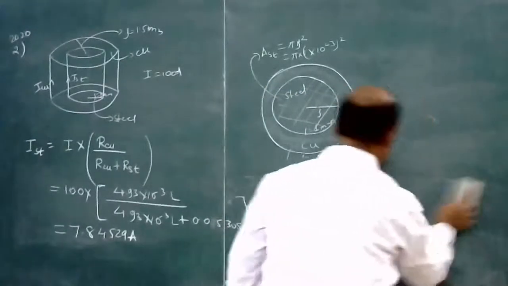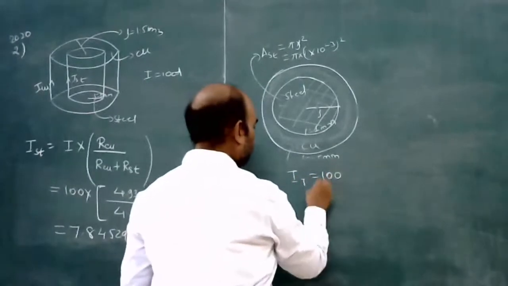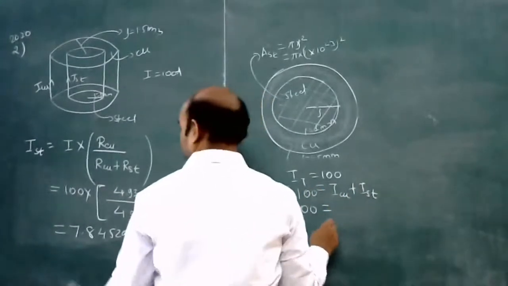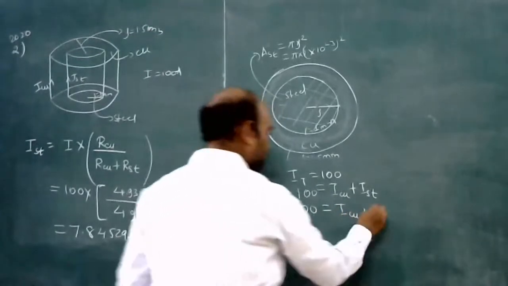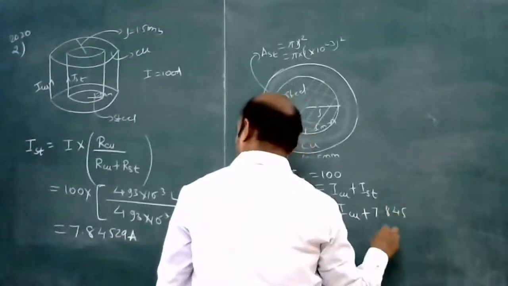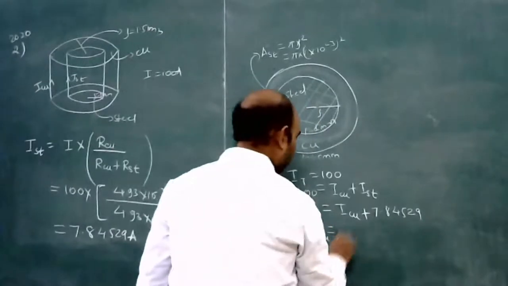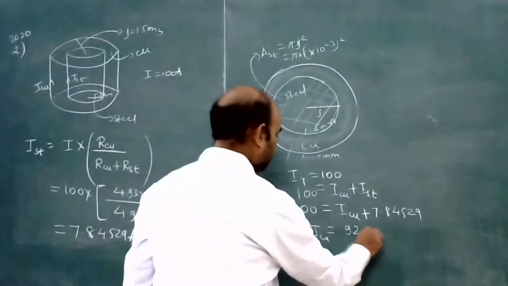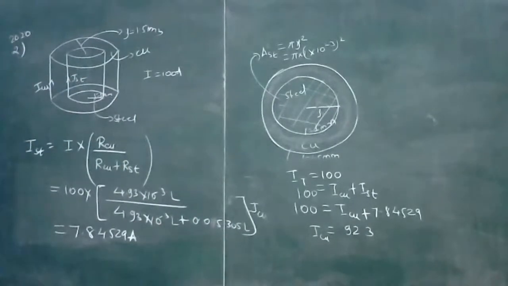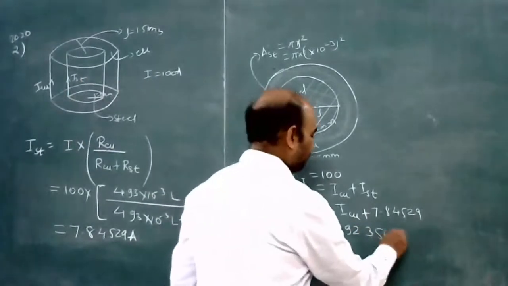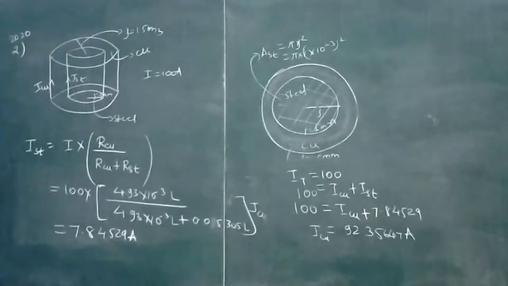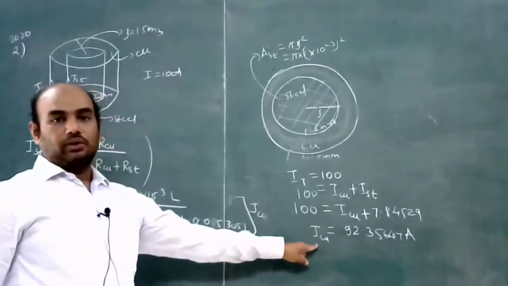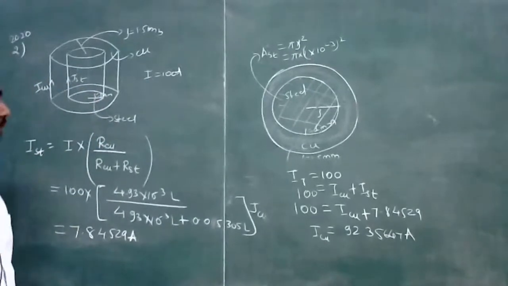Now we know the total current. So I total is equal to 100, which is equal to I copper plus I steel. So this is equal to 100, I copper plus 7.84529. So I copper will be equal to 92.3. This is the value of current flowing in the steel, and this is the value of the current flowing in the copper.